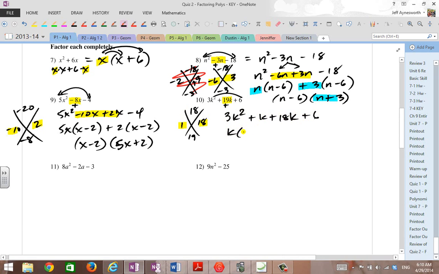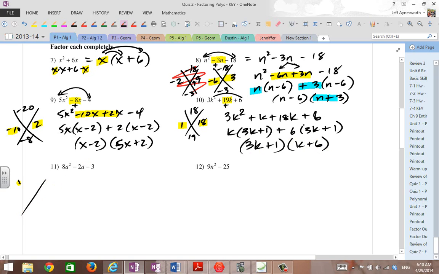Factor out a k. Factor out a 6 here because both are divisible by 6. Oh, that's incorrect. I made a little mistake there. 6 times 3k plus 1. 6 times 3k is 18k, and 6 times 1 is 6. Now we're looking good. So we have 3k plus 1 times the remaining terms, k plus 6.